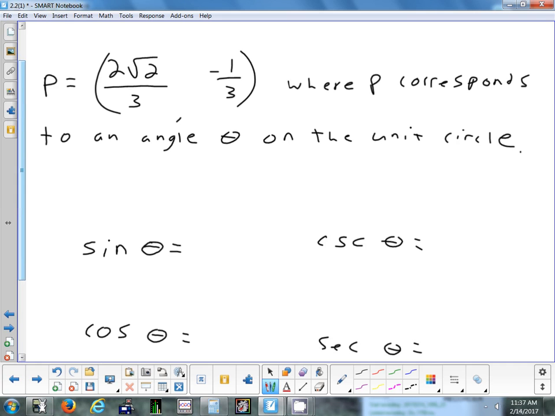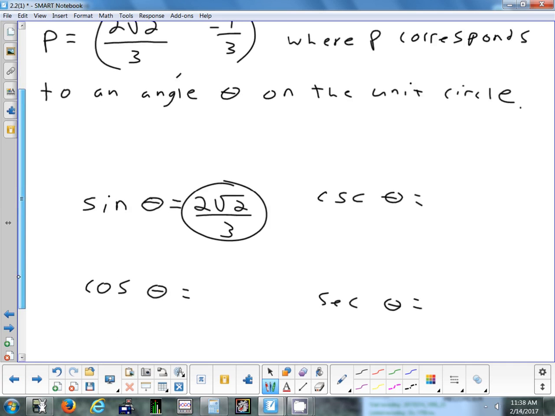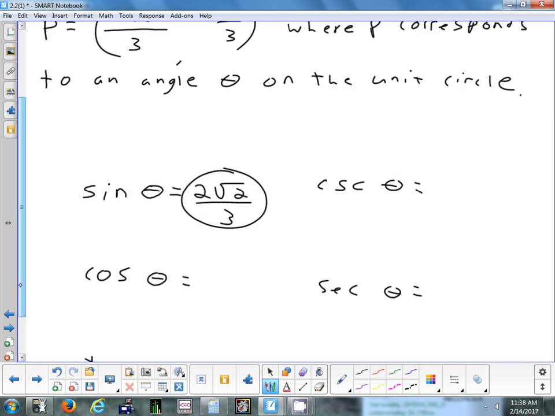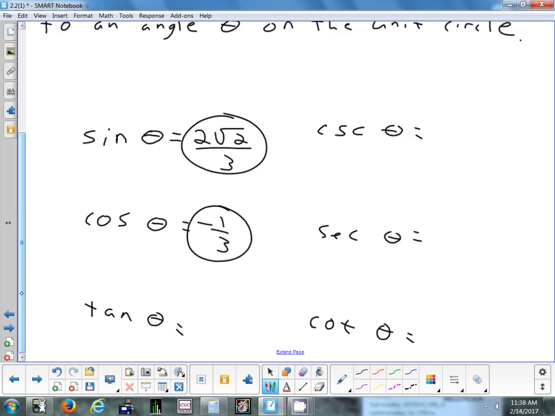So let's start with the sine. Anybody get the sine, right? 2 square roots of 2 over 3. Yep, 2 square root 2 over 3. Okay, how about the cosine? Yep, negative 1/3. And now for tangent, again, what I do is kind of a visual. Tangent is y divided by x.